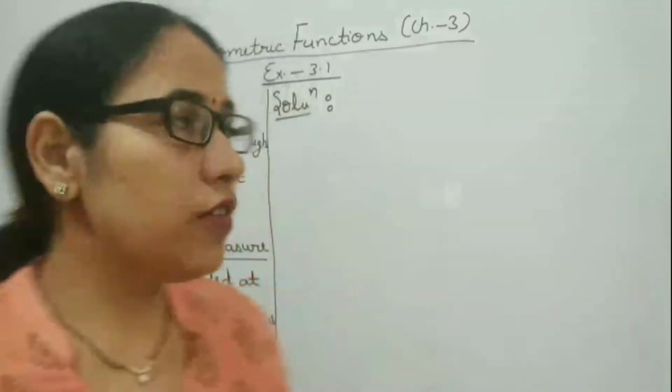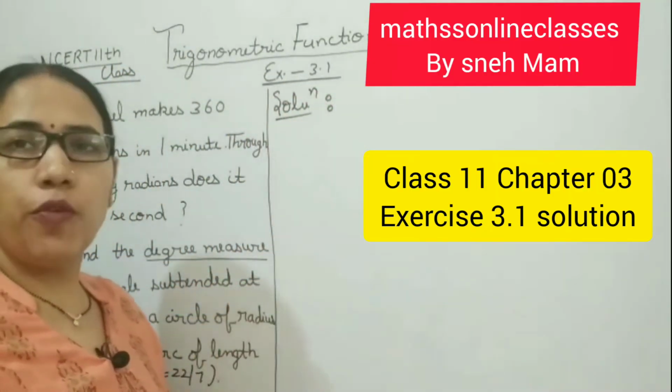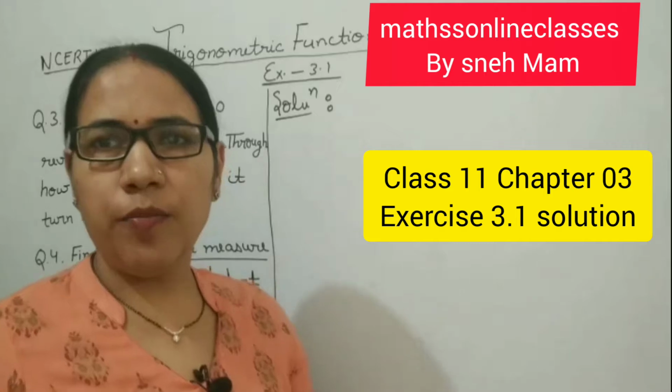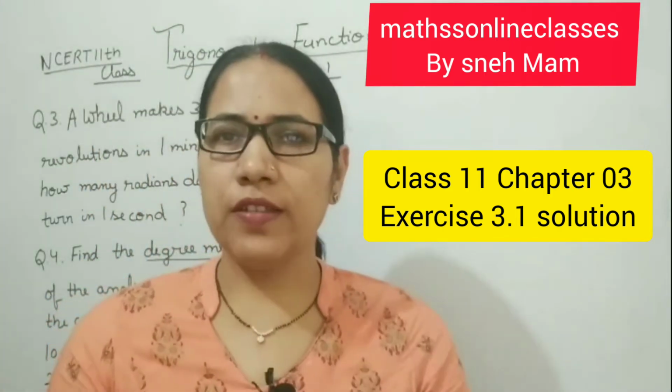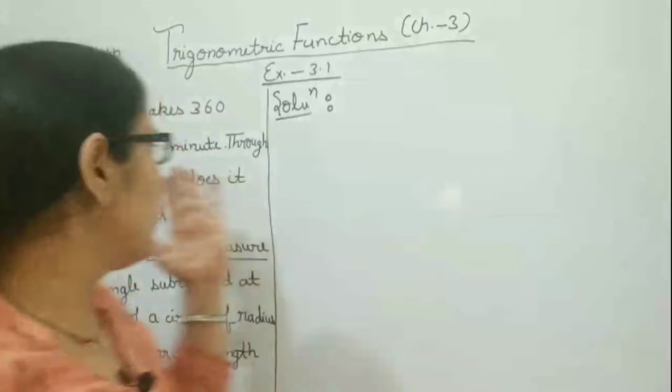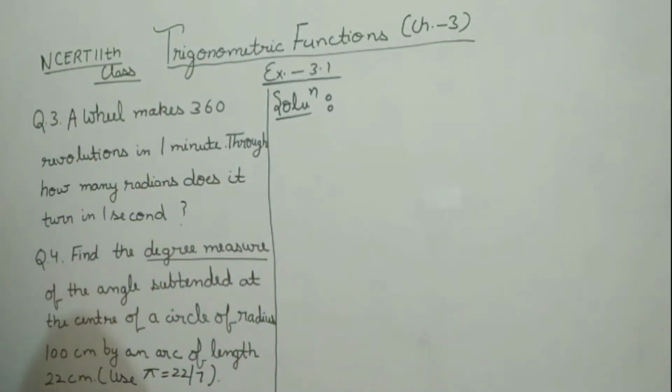Today we are going to start exercise 3.1 of chapter 3, trigonometric functions. In the previous lecture we had completed question number 1 and 2 of exercise 3.1 and the introduction of trigonometric functions. Now start with question number 3. A wheel makes 360 revolutions in 1 minute. Through how many radians does it turn in 1 second?